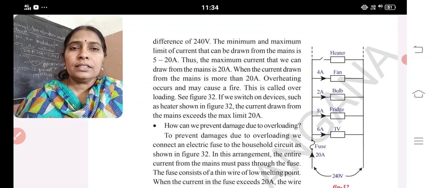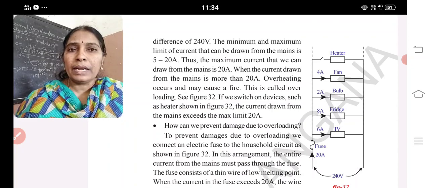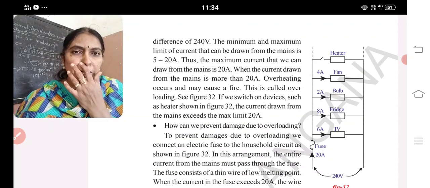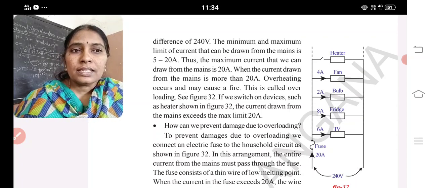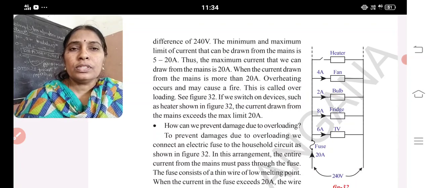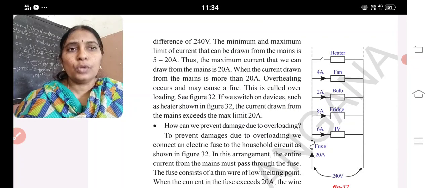To avoid that, a fuse is introduced, or fixed in the circuit. What is a fuse? A metal which melts with a low melting point is said to be a fuse. When we connect a fuse, due to overloading, what happens? The metal starts melting and disconnects the switch. In this way, the current supply is put off. So we can save our electric appliances by introducing a fuse in the circuit.